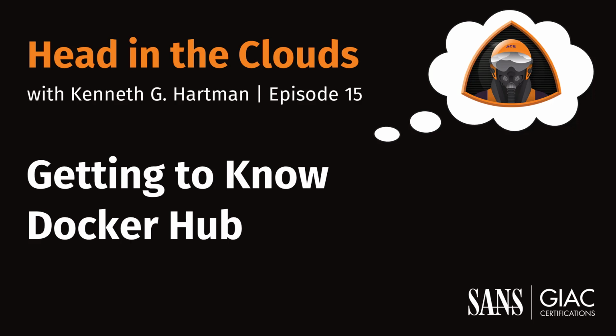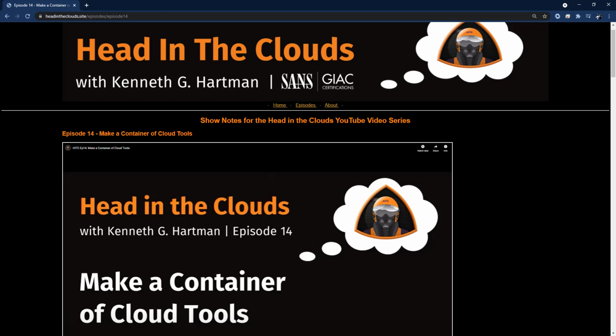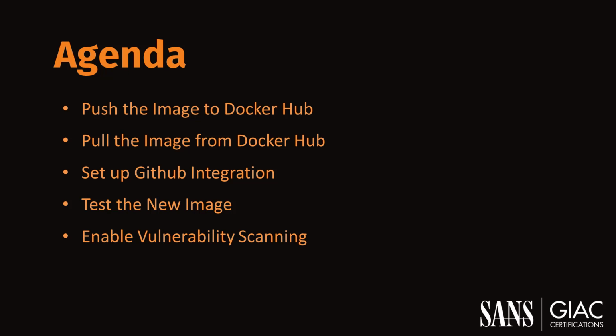Lately, we've been talking about Docker containers. In episode 13, we covered some Docker basics, and then in episode 14, we created and tested an image that contained the command line interfaces for AWS, Azure, and Google Cloud Platform. In this episode, we will be pushing the image up to Docker Hub and setting up an integration with GitHub so that when we push a change to the main branch of our Git repo, Docker Hub will build a new image based on our latest changes. While we are at it, we will turn on vulnerability scanning.